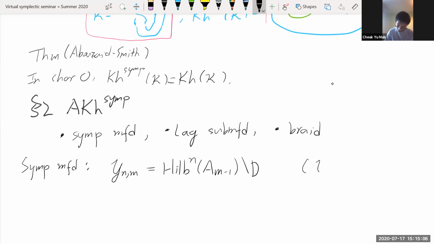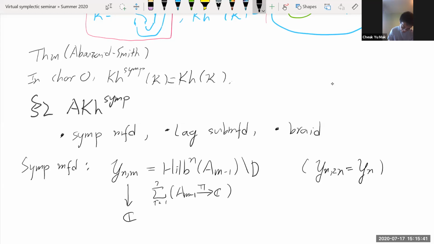So in particular, Y_{n,n} is the Y_n previously. And this space has a map to the complex numbers by taking the sum of the Lefschetz fibration pi we talked about before, so the sum over i equals 1 to n.